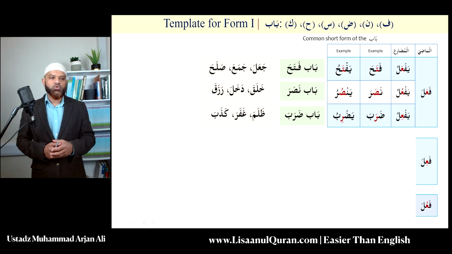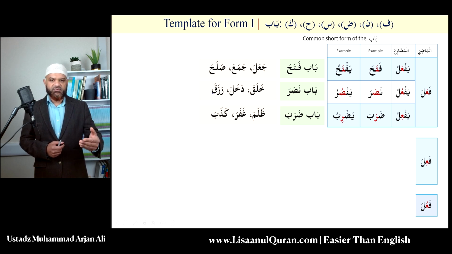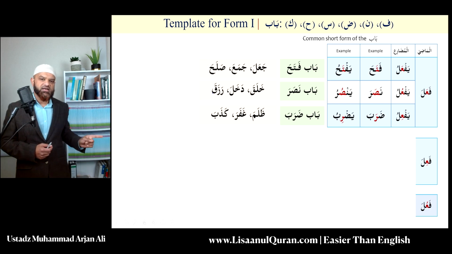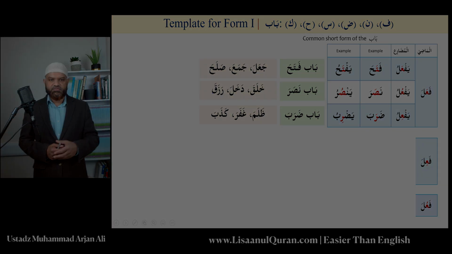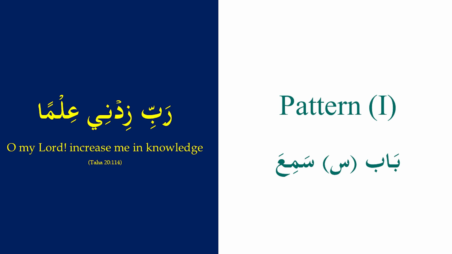Now, what do we do when we have the middle root letter taking a kasra? Remember, with the fatha, we had 3 options. In the Mudare, the middle root letter can take a fatha, damma, or kasra. But what happens when the middle root letter here takes a kasra? What are the options? Baab sami'a.